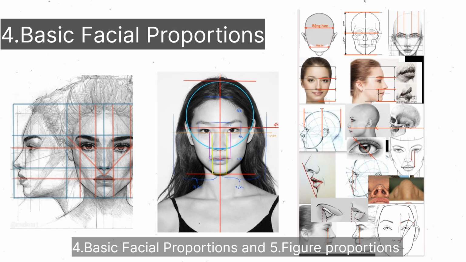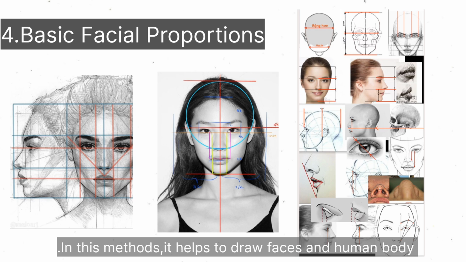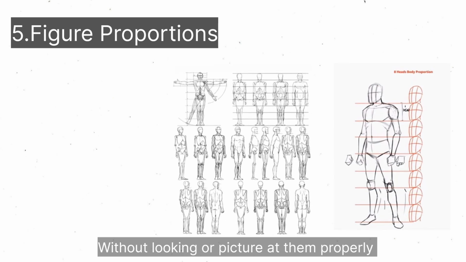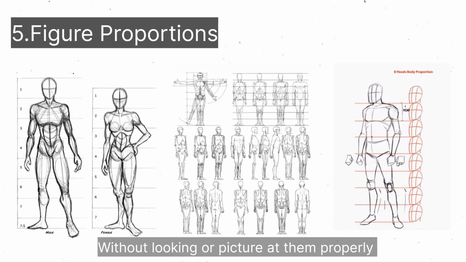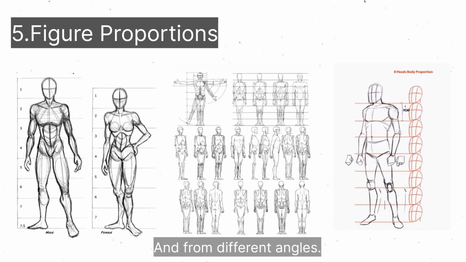Fourth, basic facial proportions, and fifth, figure proportions. This method helps to draw the face and human body without having to look at them properly, and from different angles.